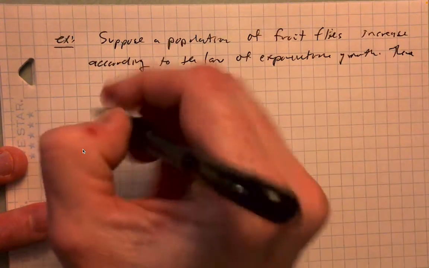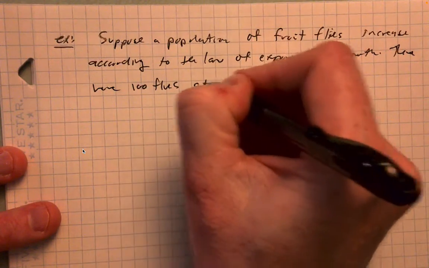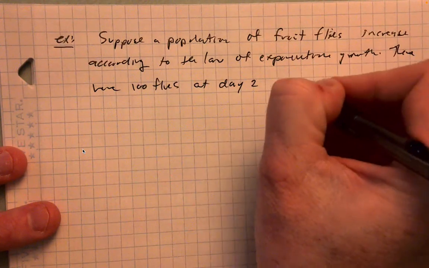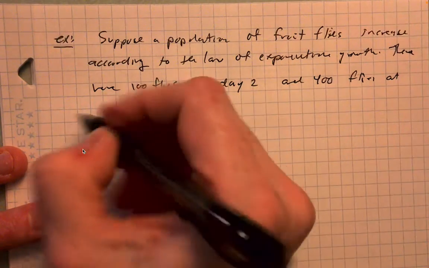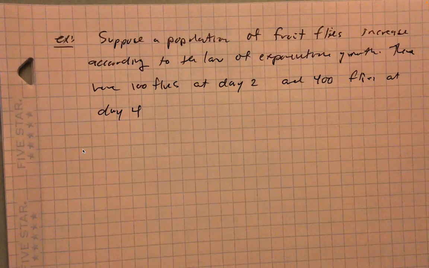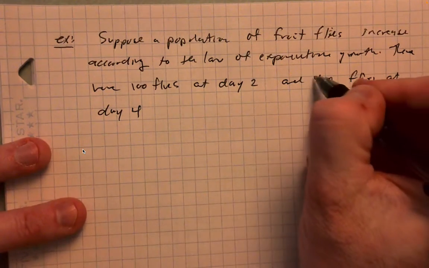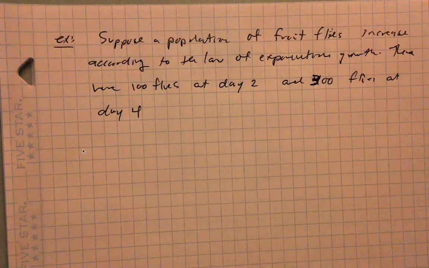So let's put that information in. There were 100 flies at day 2 and 300 flies at day 4. I should use the right numbers here, 300 flies at day 4. The question is approximately, obviously, how many flies were there in the original population?